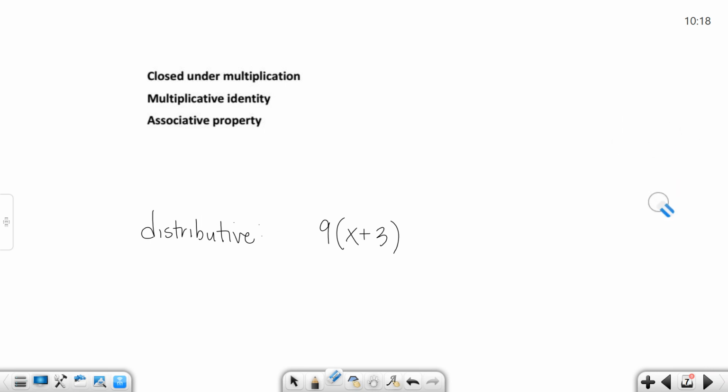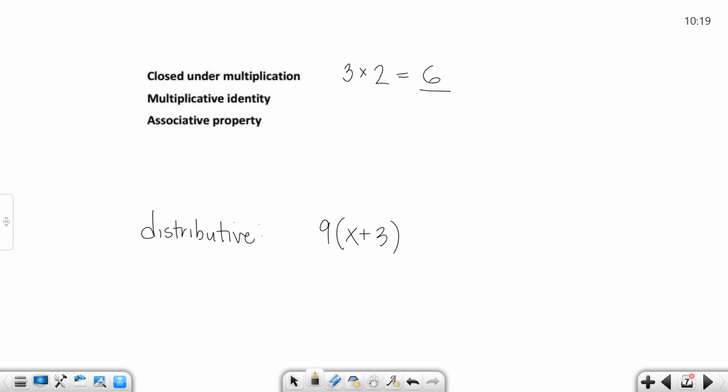Okay, you do have different properties in multiplication, just like you did in addition. Closed under multiplication is the same thing we talked about earlier. If you took a whole number 3 and you multiplied it times a whole number 2, what you're going to get back is a whole number, and that's what closed under multiplication means.